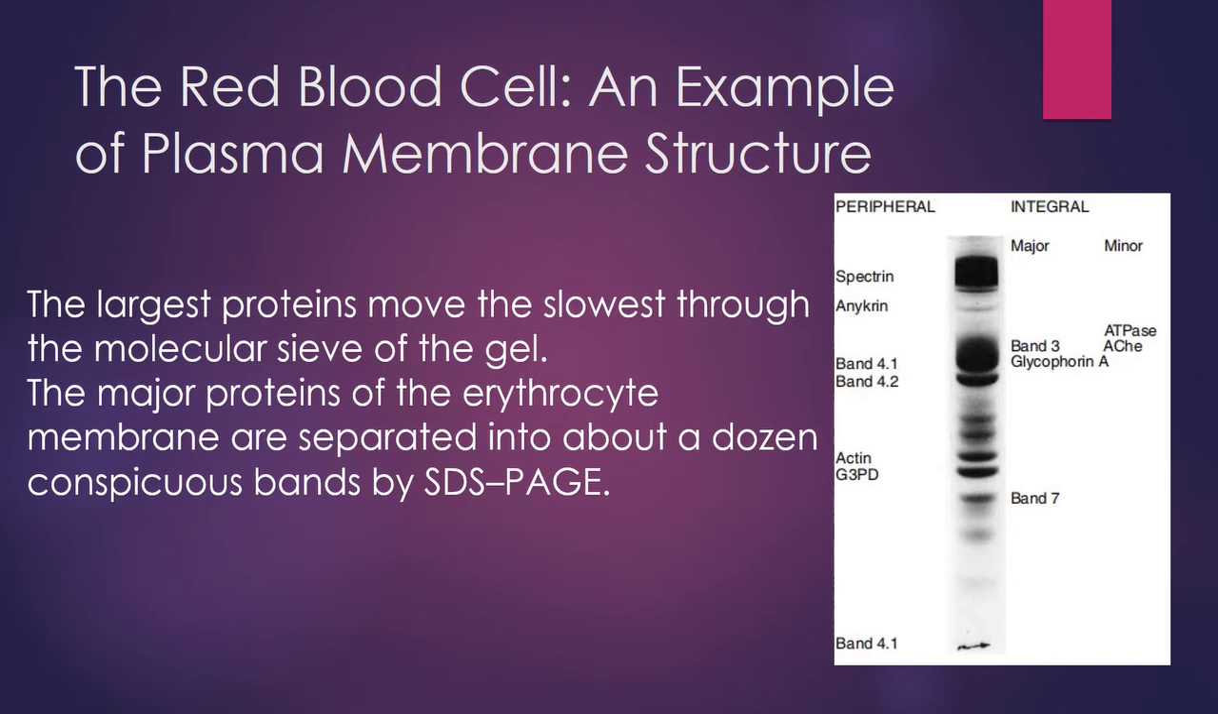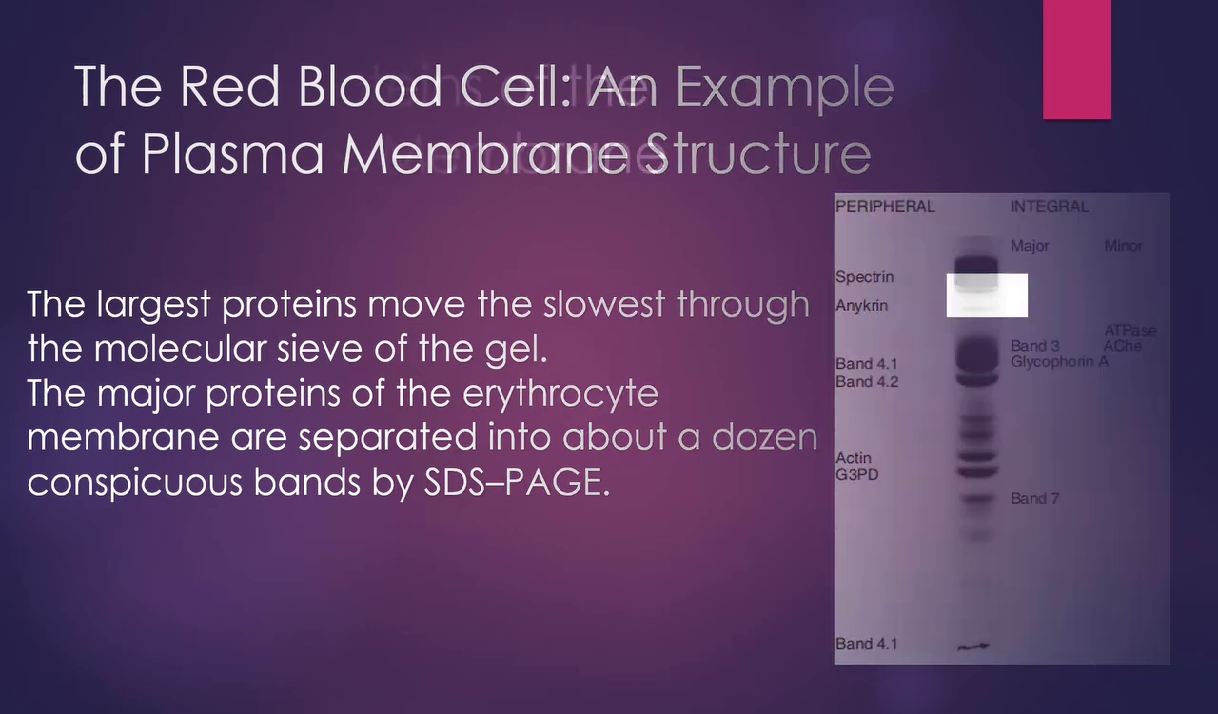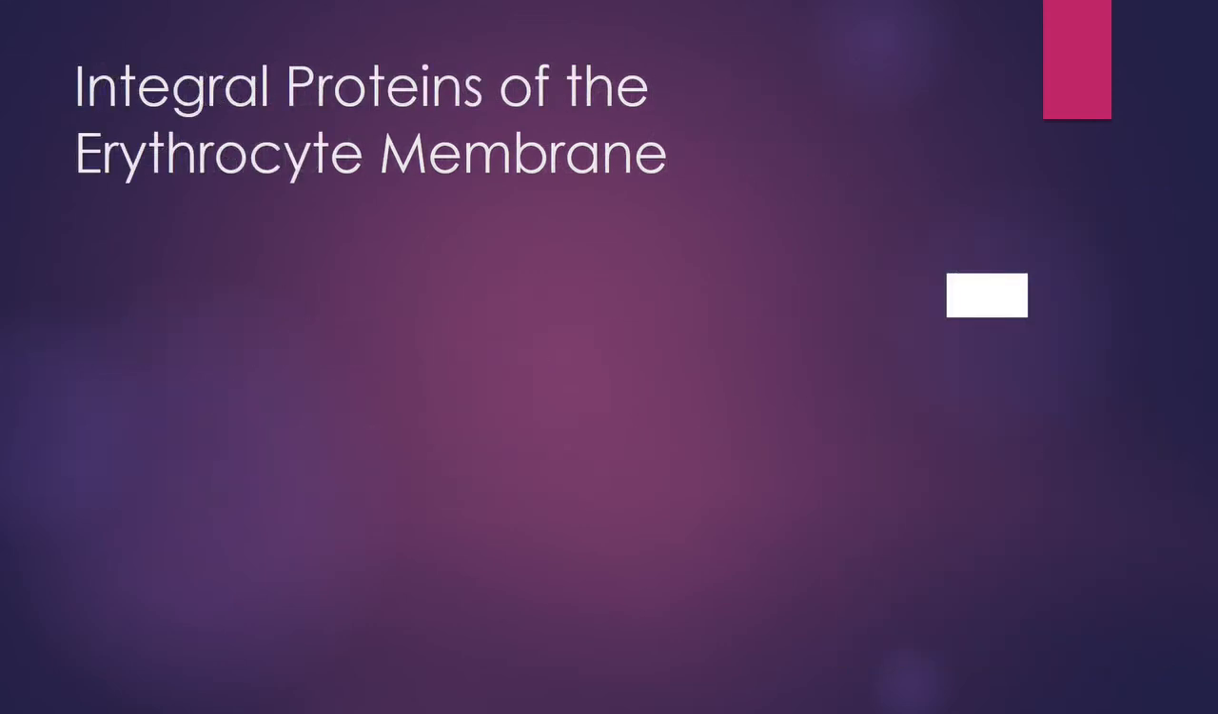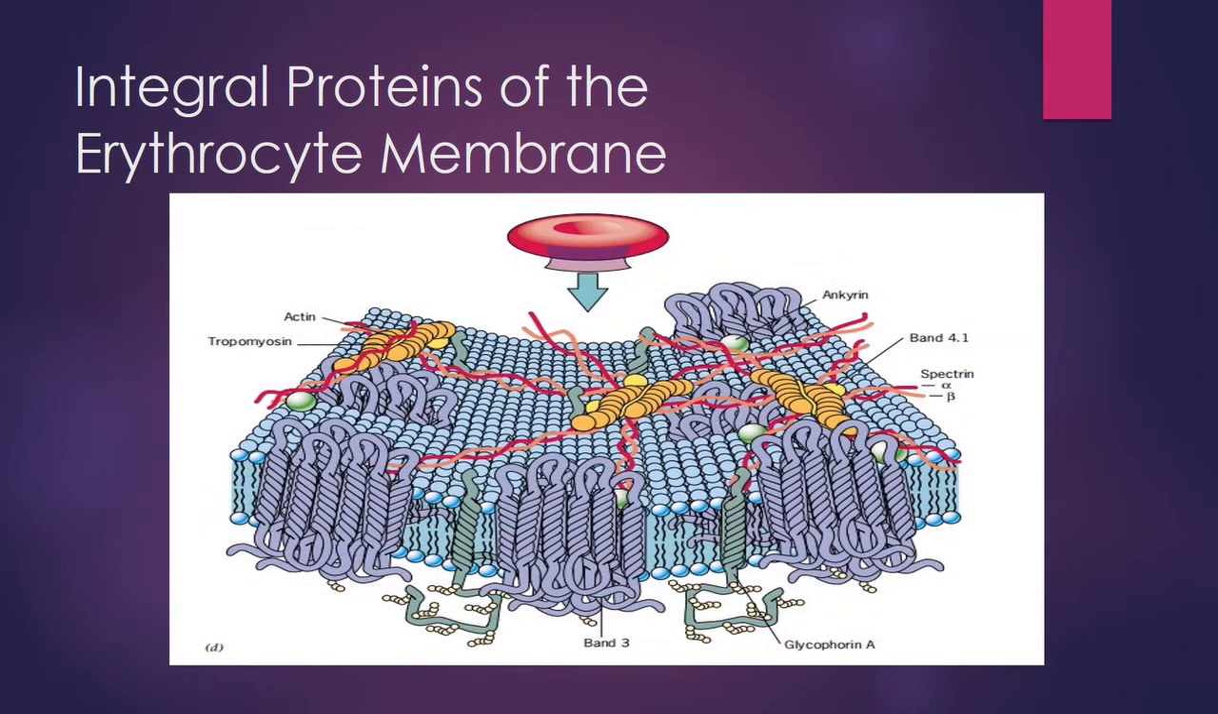The major proteins of the erythrocyte membrane are separated into about a dozen conspicuous bands by SDS PAGE. Among the proteins are a variety of enzymes, transport proteins, and skeletal proteins. Integral proteins of the erythrocyte membrane. This illustration is a model of the erythrocyte plasma membrane showing its major proteins.